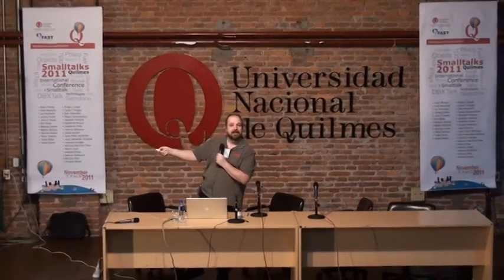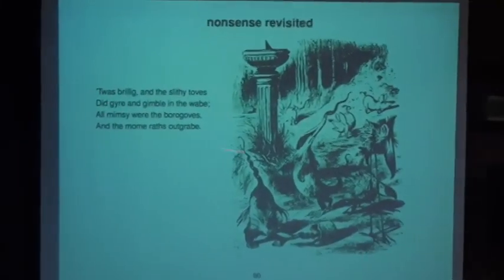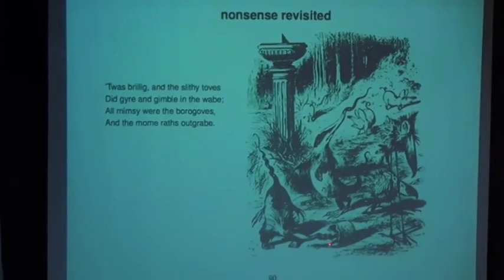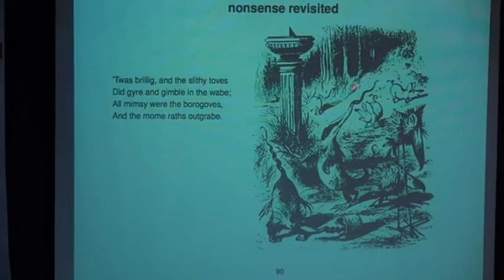Slithy toads. Slithy is slimy and lithe. A tove is one of these badger-like things, and they are gyring, which you can see is spinning around. Gimble is to dig a hole, which they do by gyring. The wabe is this grassy slope that they are digging holes in. The mimsy is flimsy and miserable, and the borogoves, which are these birdies, are pretty flimsy and miserable at the same time.